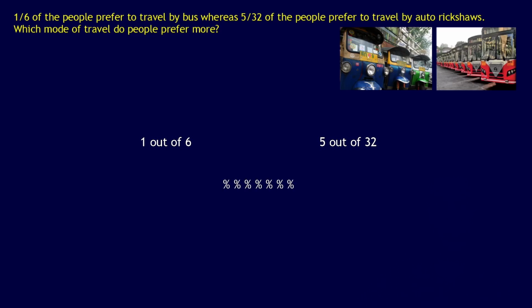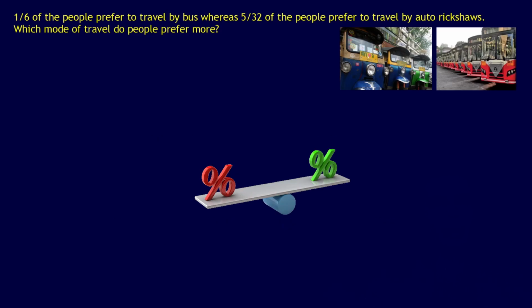Therefore, I will have to find out if it's 1 out of 6, how many out of 100? 5 out of 32, then how many out of 100? Then I can reach percent for every 100, and then I can compare the percentage of each of these. So let's do that.